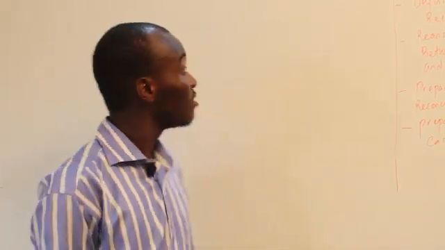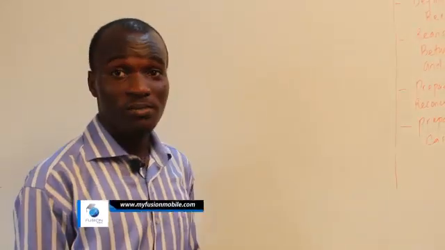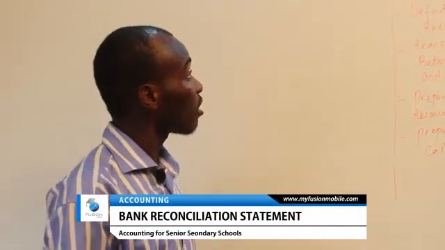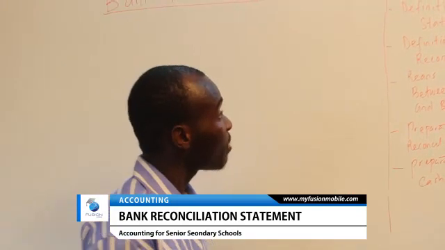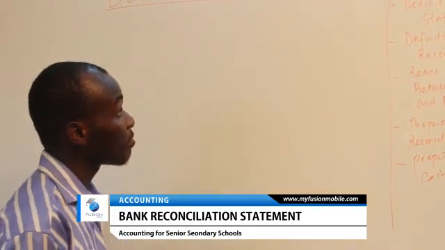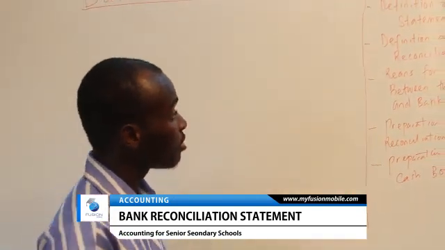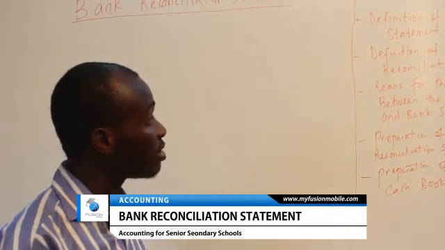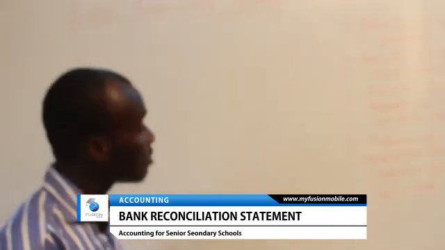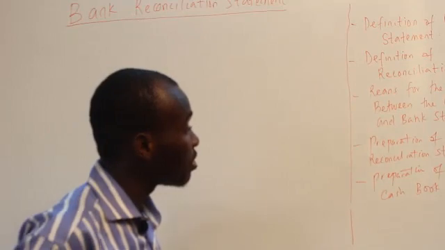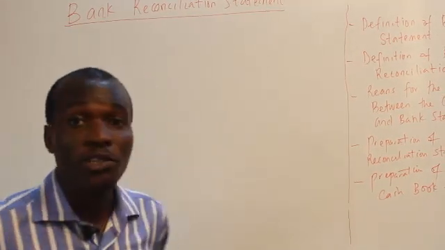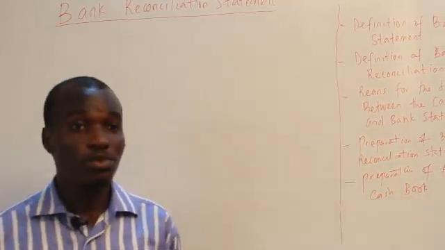So we will be treating bank reconciliation statements. The outline: we have the definition of bank statement, definition of bank reconciliation statement, reason for the disagreement between the cash book and the bank statement, preparation of bank reconciliation statement, and preparation of adjusted cash book.